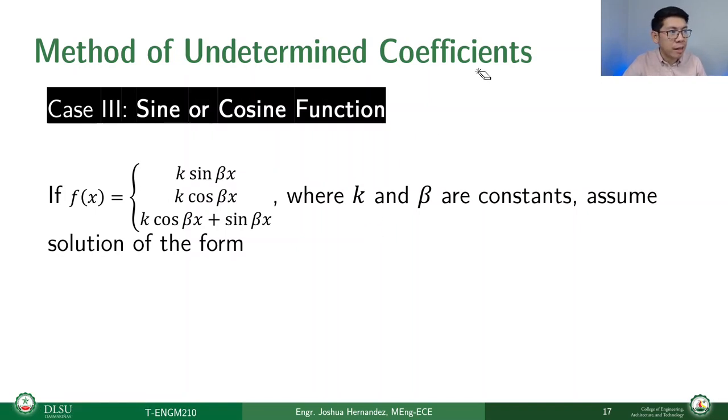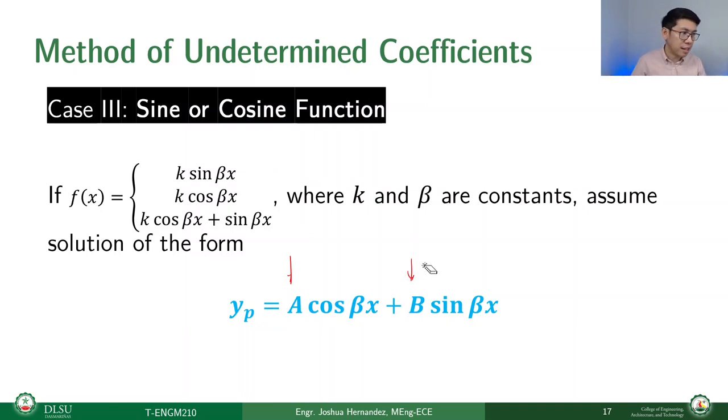allowed case for the method of undetermined coefficients is the sine or cosine function. So, if your f of x, your forcing function, has an expression of either of these three, sine, cosine, or even a sum or linear combination of the two, where k and beta are constants, we will be assuming the solution of the form y sub p equals a cosine beta x plus b sine beta x, where a and b are our undetermined coefficients. So the a, b, c, even in our previous cases, are what we call undetermined coefficients.